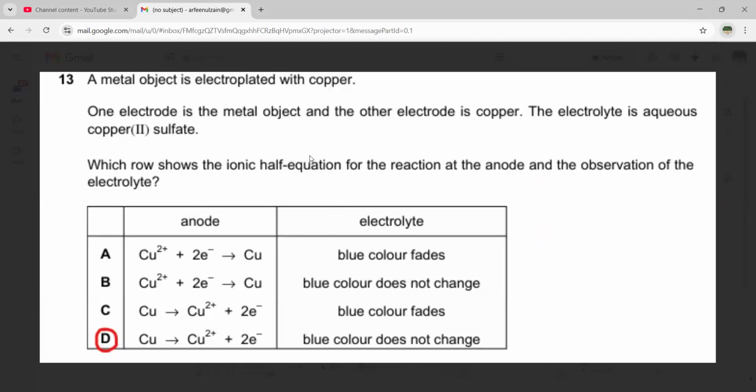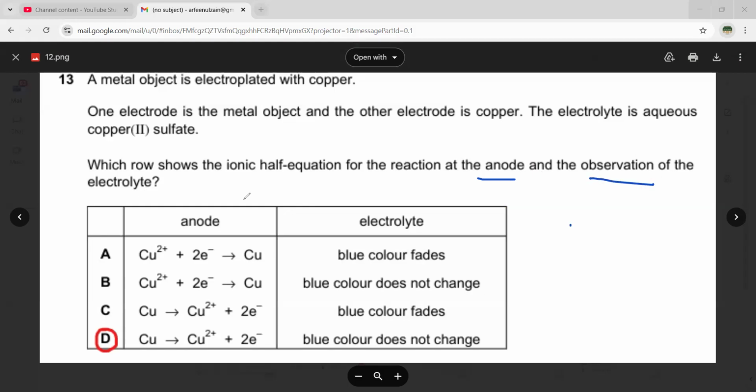A metal object is electroplated using copper. One electrode is the metal object and the other electrode is copper. The electrolyte is aqueous copper sulfate. Which row shows the ionic equation for the reaction at the anode and the observation of the electrolyte? One electrode is a metal object and the other electrode is copper, this is called active electrode electrolysis. One is made of copper, another one is made of any metal, they did not specify.